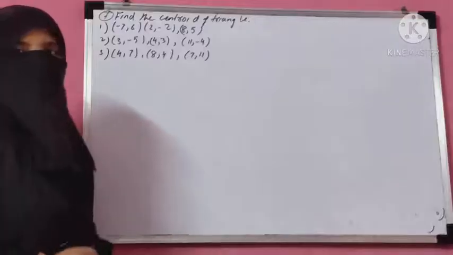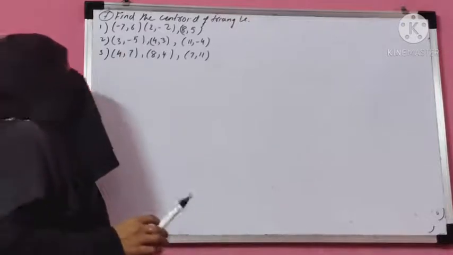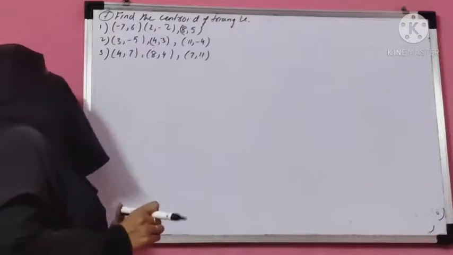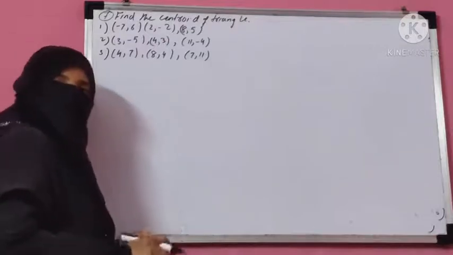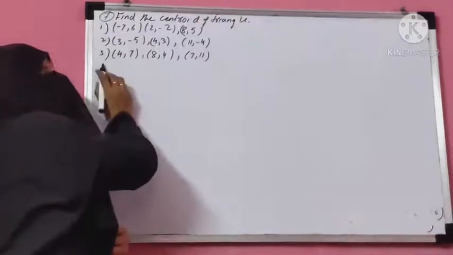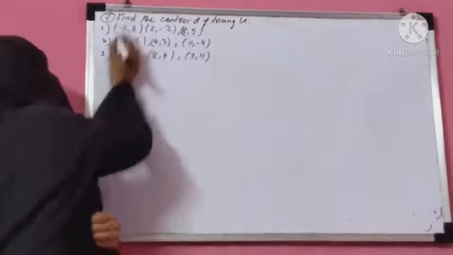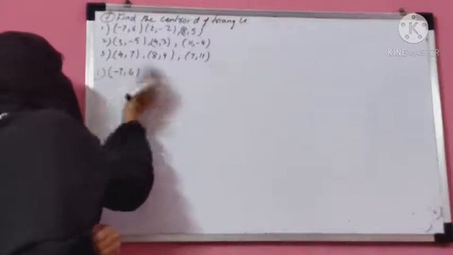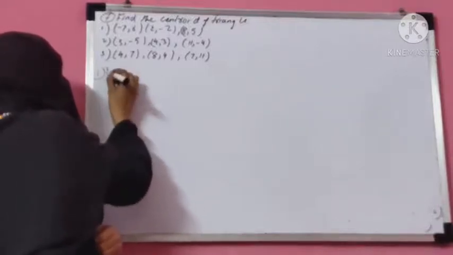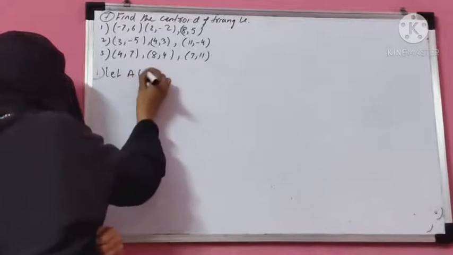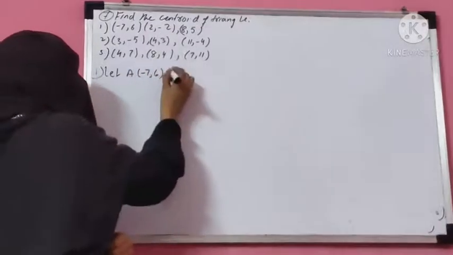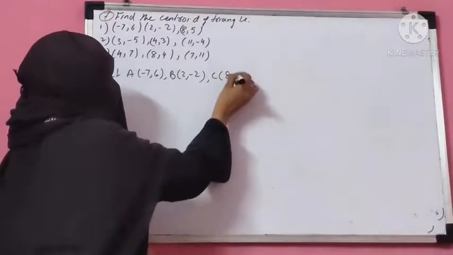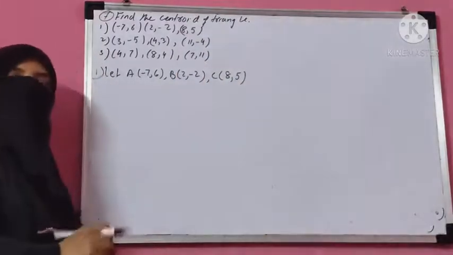Number 7. Find the centroid of triangles. Here we have to find the coordinate of the centroid. Question number 7: find the coordinate of the centroid of the triangle. There are 3 questions. For the first question, I am taking -7, 6. Suppose this point is A, -7, 6. This point is B, 2, -2. And this point is C, 8, 5. And we have to find the coordinate of the centroid.